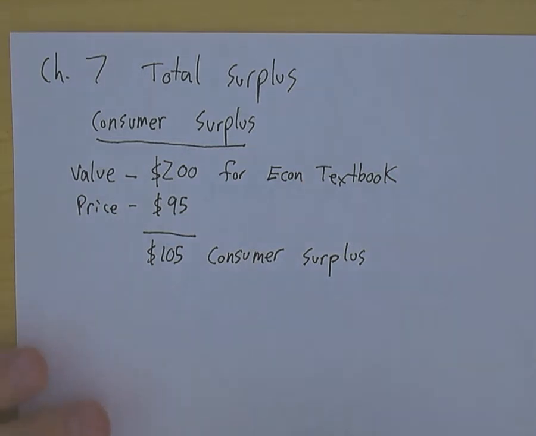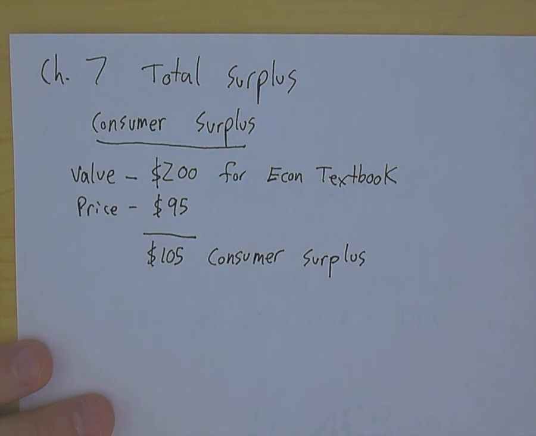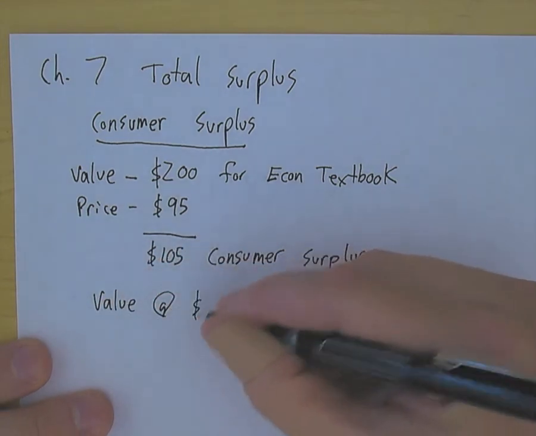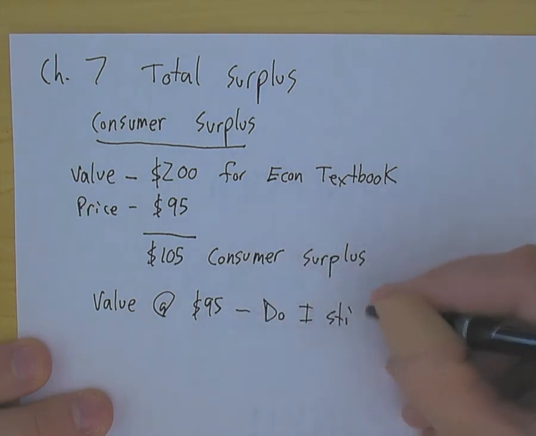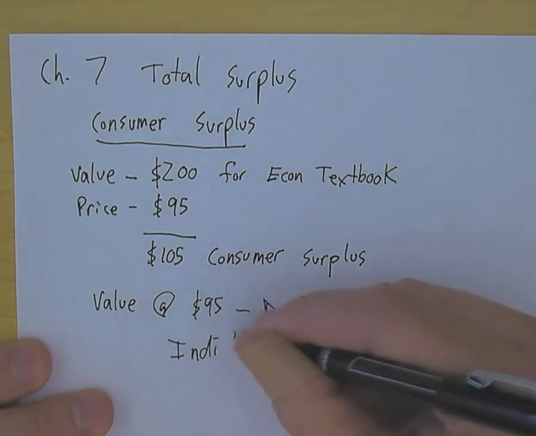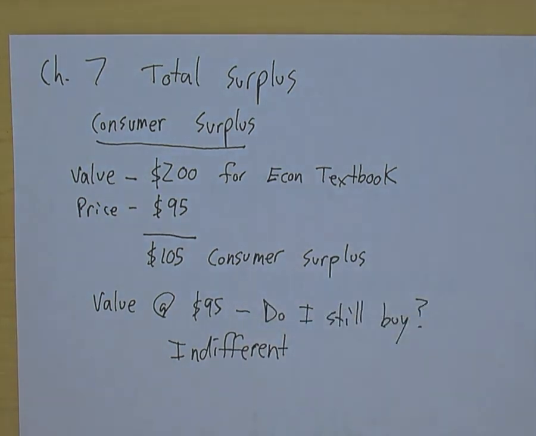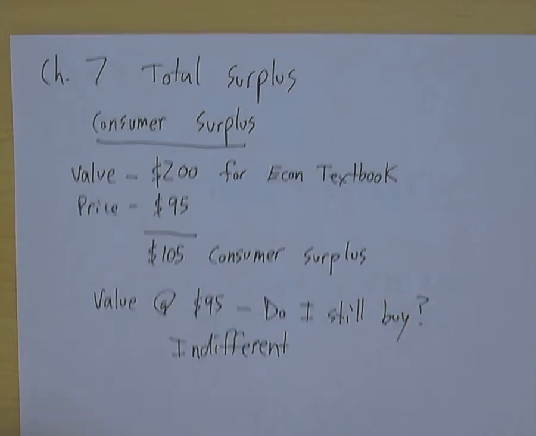But let's say that instead of having our value at 200, our value is at 95. Do we still buy this textbook? Well, the answer is, with value at 95, we say you are indifferent. You don't care if you buy it or you don't. You're not better off, you're not worse off, so you're indifferent. Now, that's all that we really know about consumer surplus, except where is it found?